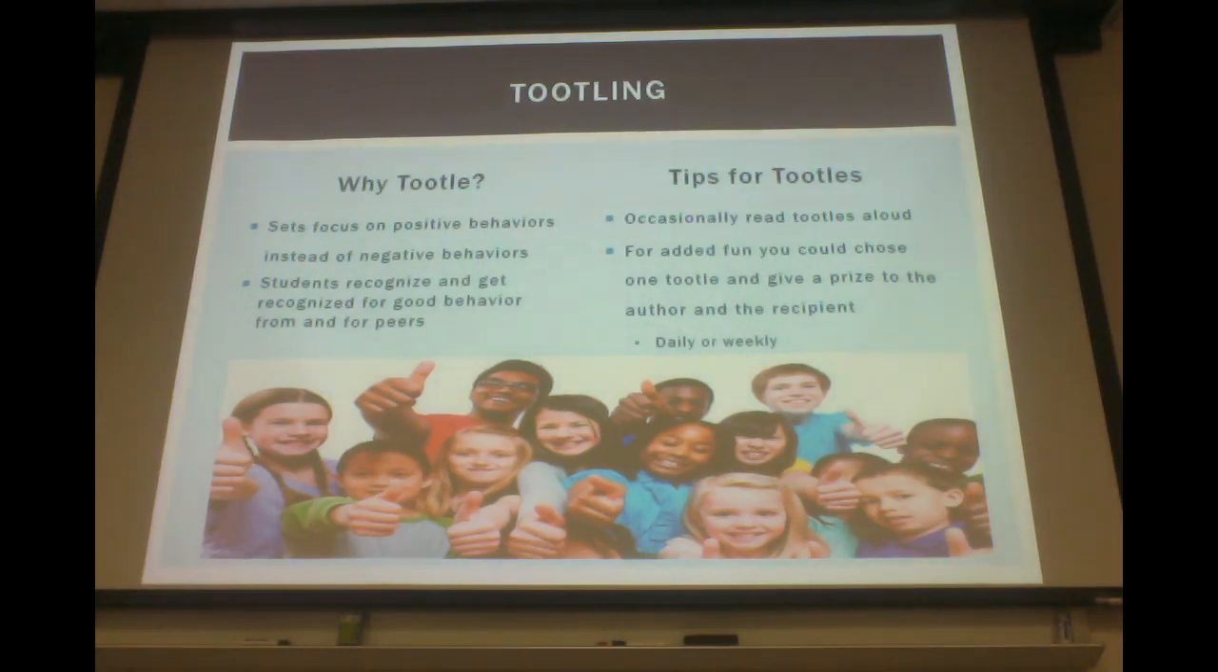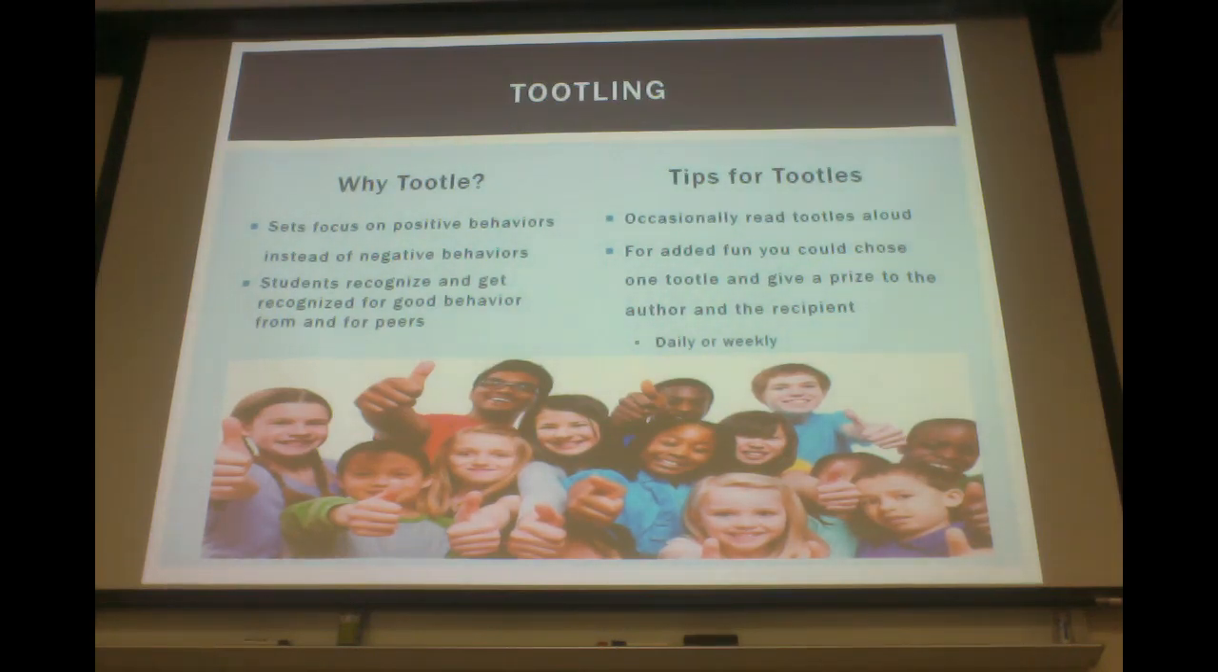So here are some tips to keep these kids involved in doing these positive behavior recognitions. You can occasionally read the toodles out loud. You want to know what the students are recognizing each other for, and the students want to hear too. It gives them ideas for what they can recognize their peers for. It also is reinforcing for them to hear you read out loud the things that they've done throughout the day.